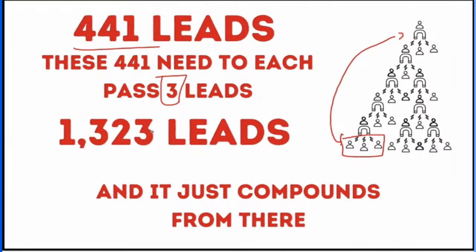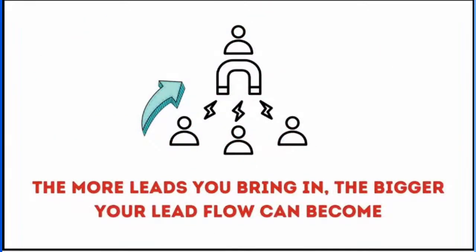It's absolutely genius. It's a system that basically self-feeds and self-grows. You just need to kickstart it in the beginning. So as you can see, these 441 can turn into 1,323. And 1,323, again, can multiply again by 3. And those again by 3, and again by 3. And it just compounds from there. So, again, to recap, the biggest thing is this. The more leads you bring into the system, the bigger your lead flow can become.